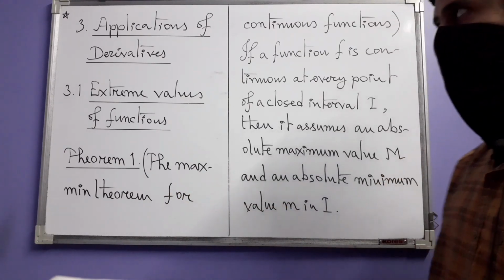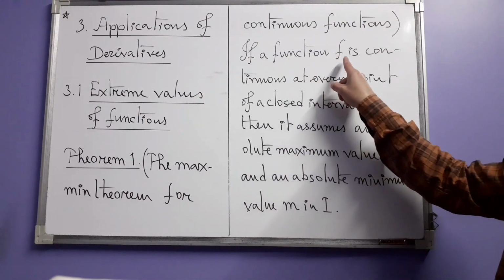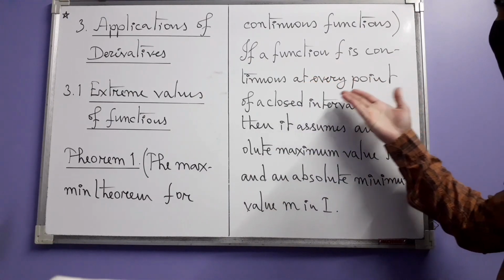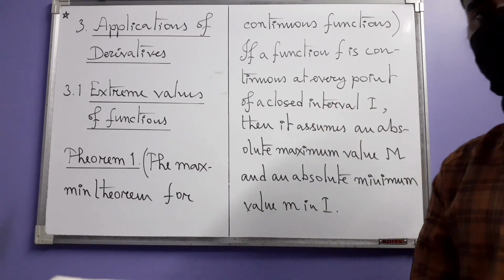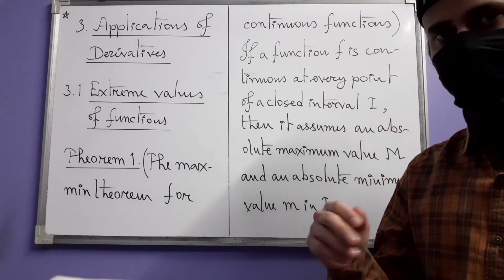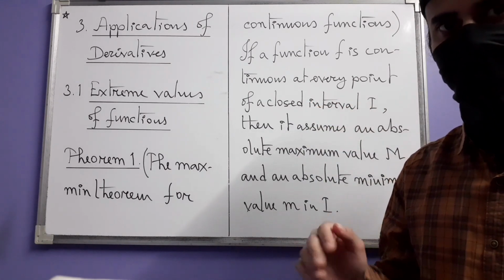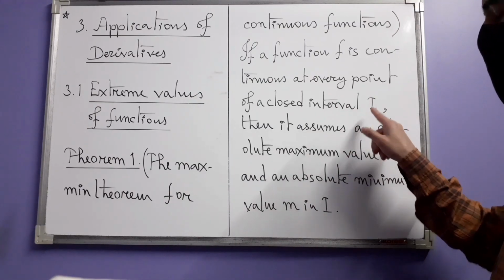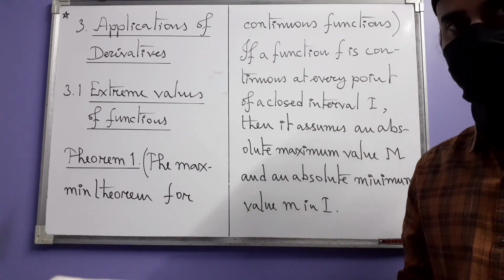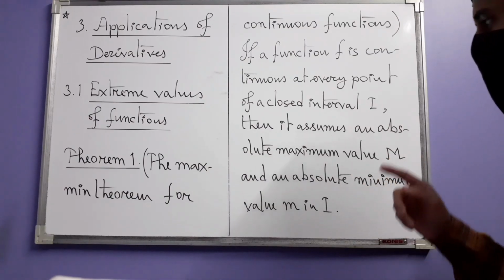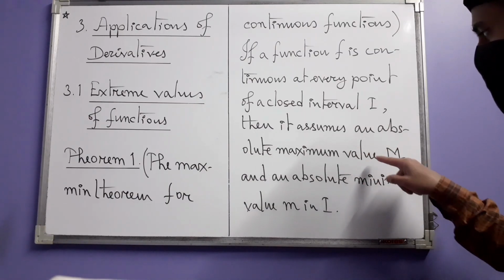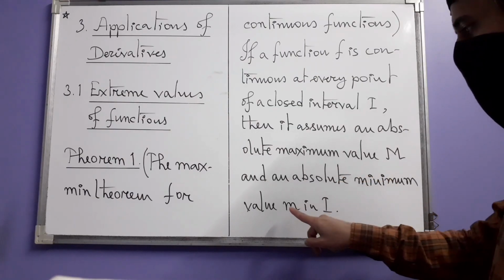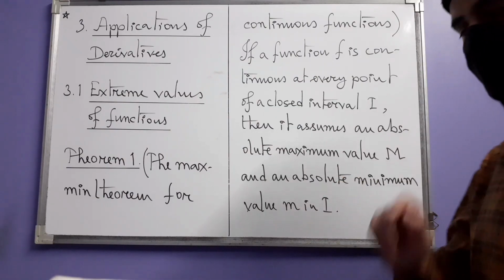So let's see the statement. We have a function f here, which is continuous at every point of some closed interval I. f is a real valued function, of course. We are only working with real valued functions. And f is continuous inside a closed interval. If so, then f assumes an absolute maximum value capital M and an absolute minimum value small m inside I.